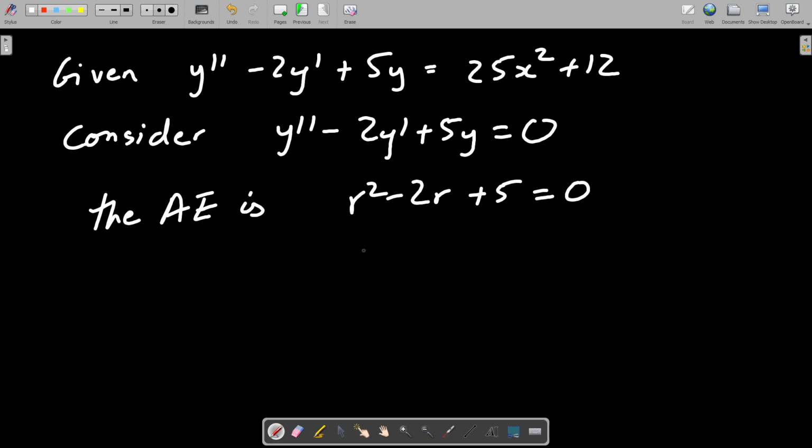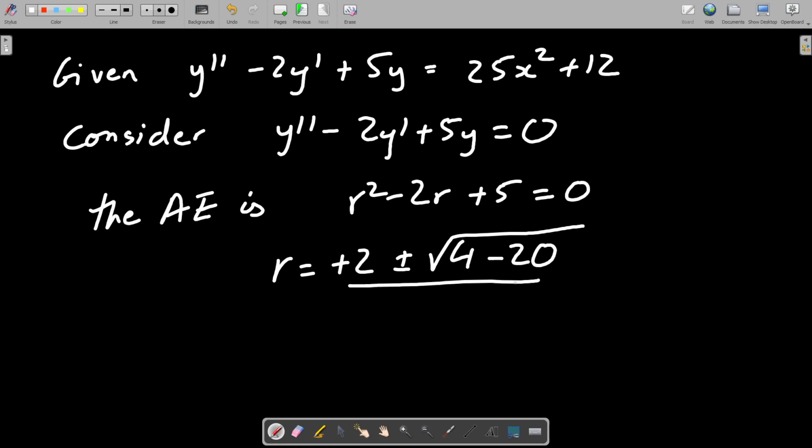Okay, so what do we get here? R is going to be equal to 2 plus or minus root of b square minus 4ac, so minus 20, upon 2. Plus or minus root 16 will come, which will become 4i upon 2. So this will become 1 plus or minus 2i.